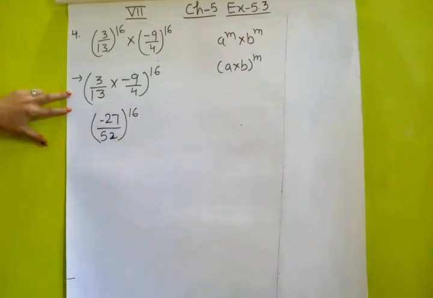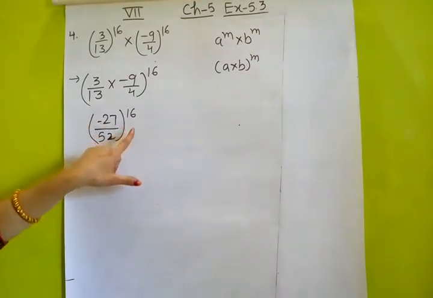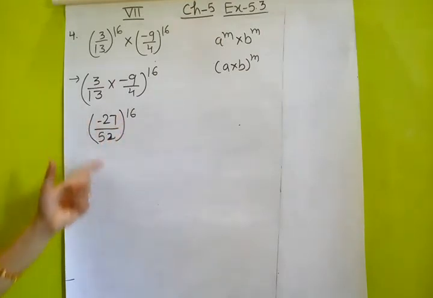This was very simple question, students. Now need not to do multiplication till 16 time because it will be more calculative. So minus 27 upon 52 is your answer.